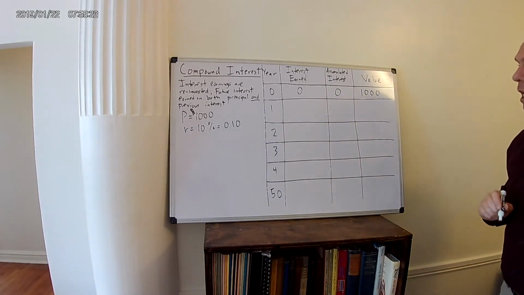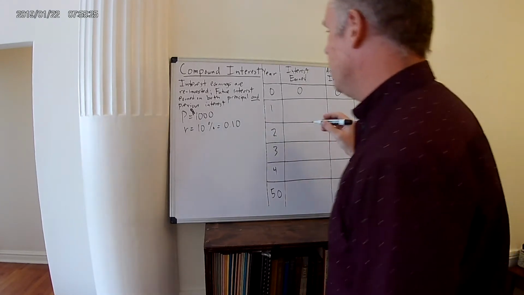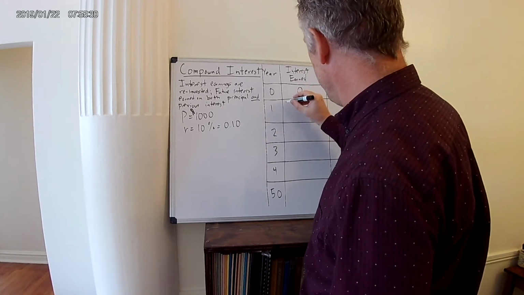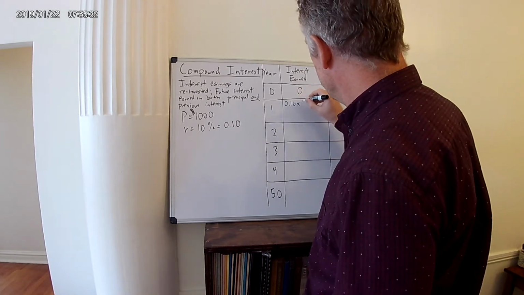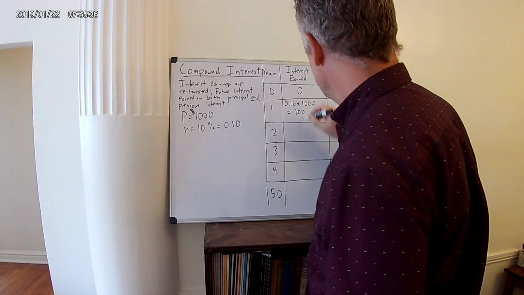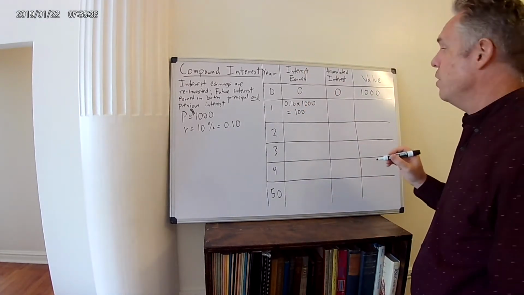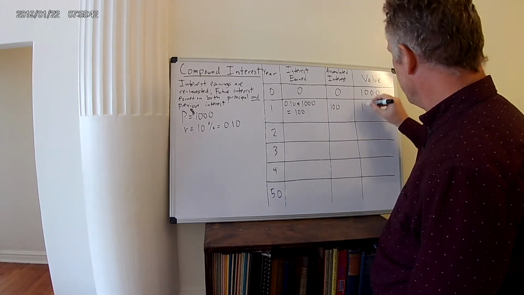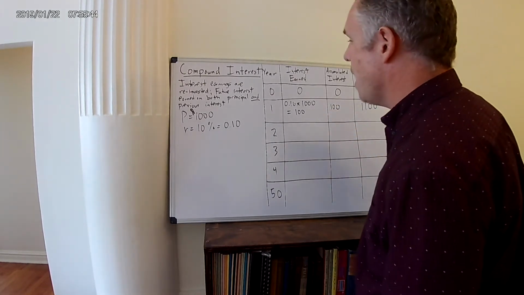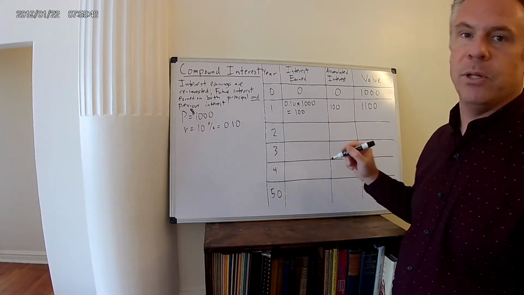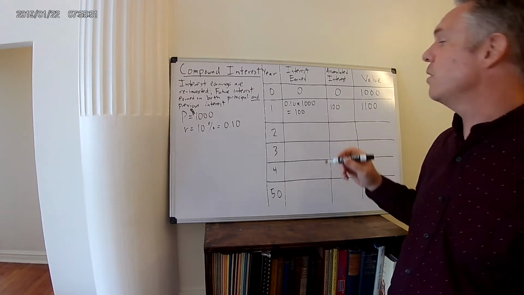Okay. In year one, we're going to earn 10% interest on $1,000. So in year one, we get 0.10 times $1,000, and this equals $100. So we earn $100 of interest in year one. Our accumulated interest is $100, and the value of our account is $1,100 after year one. Now, so far, this is exactly the same as a simple interest investment. So you might wonder, what's the difference?